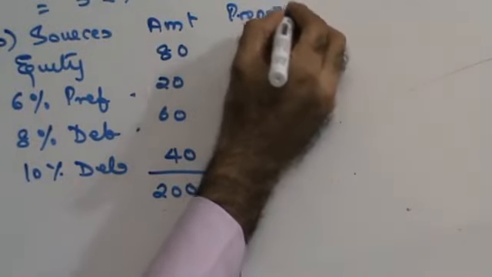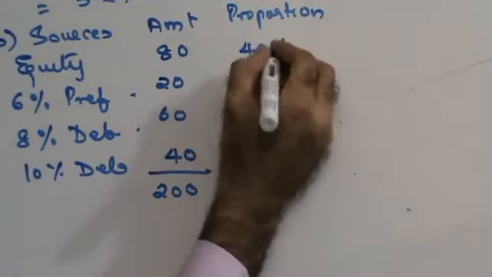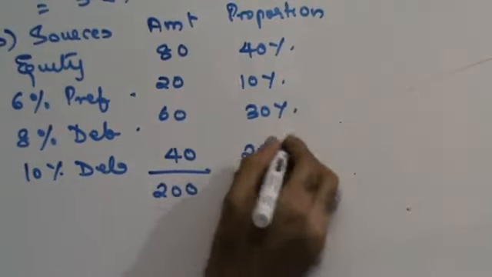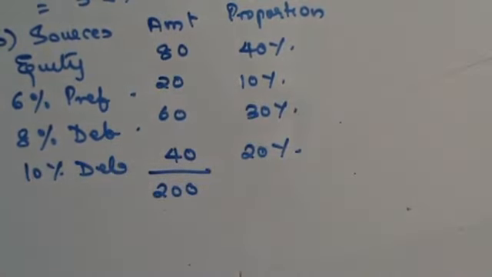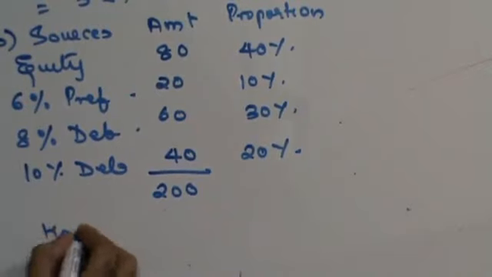Proportion. Find out 80 divided by 200. That gives 40%, 10%, 30% and 20%. Now, again you will have to find out the cost of equity. Let's see how we get the cost of equity.